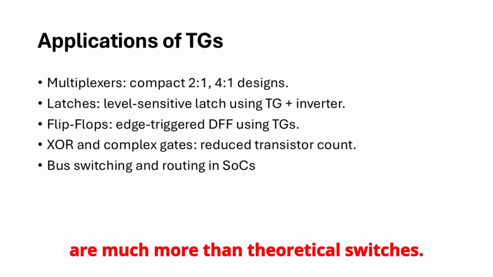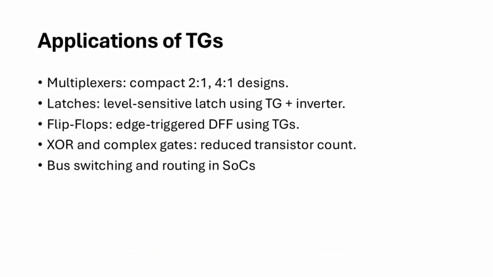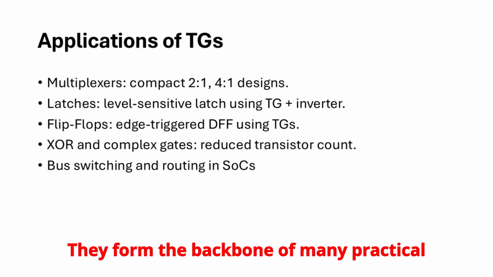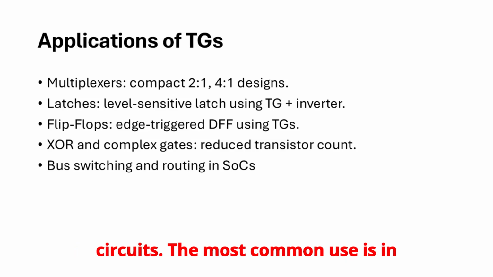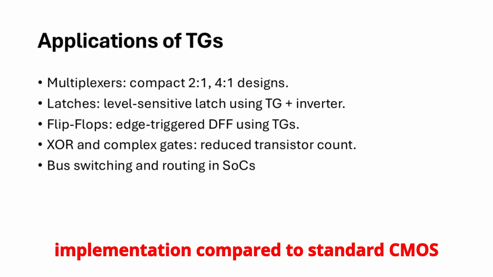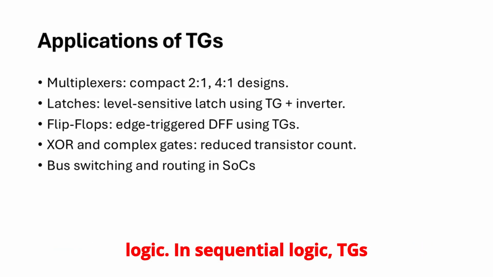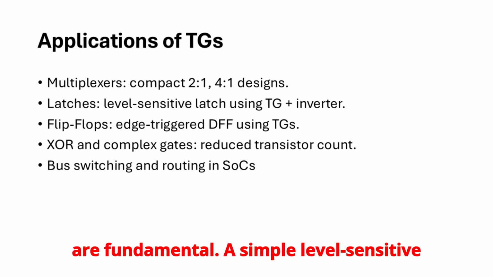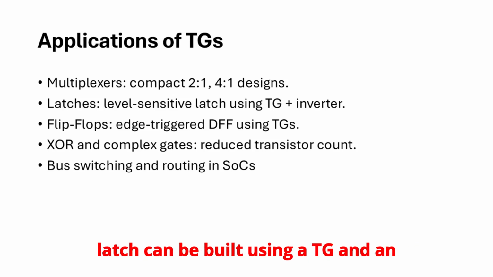Transmission gates are much more than theoretical switches. They form the backbone of many practical circuits. The most common use is in multiplexers, where TGs allow a compact implementation compared to standard CMOS logic. In sequential logic, TGs are fundamental. A simple level-sensitive latch can be built using a TG and an inverter.